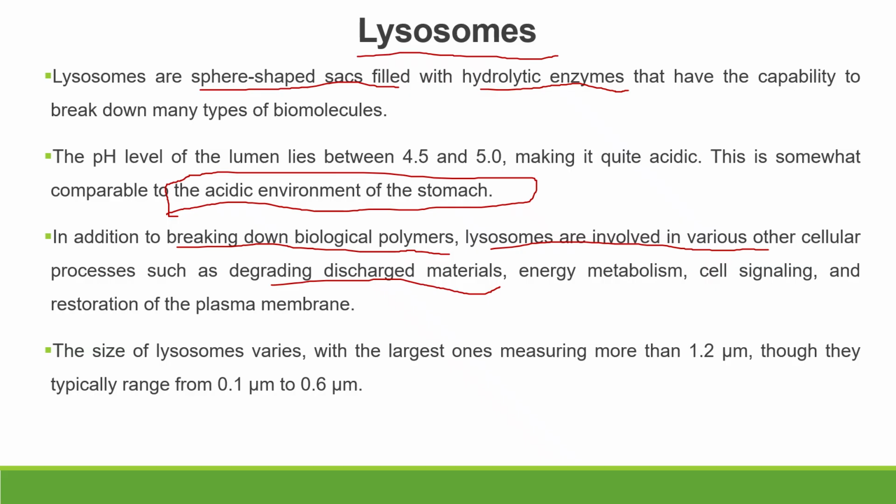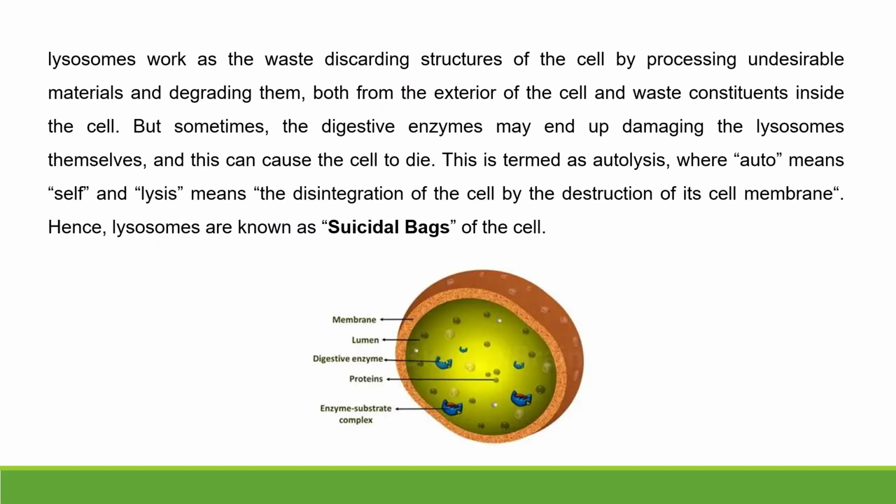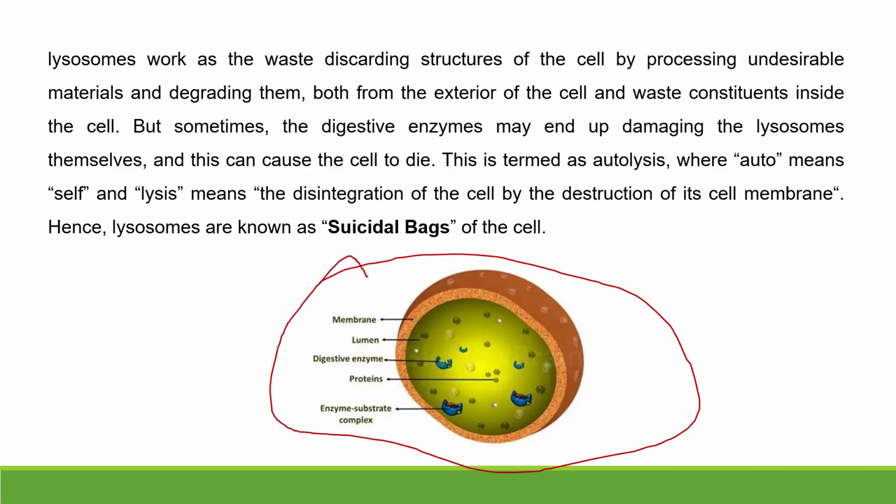So for lysosomes, you need to remember that they are the suicidal sacs, and they help with breaking down biomolecules, and the lumen pH is 4.5 to 5, which is quite acidic. Lysosomes are also very important, you need to remember. And here you can see the structure of the lysosome. The lysosome has the hydrolytic enzymes inside, and you can see the lumen.